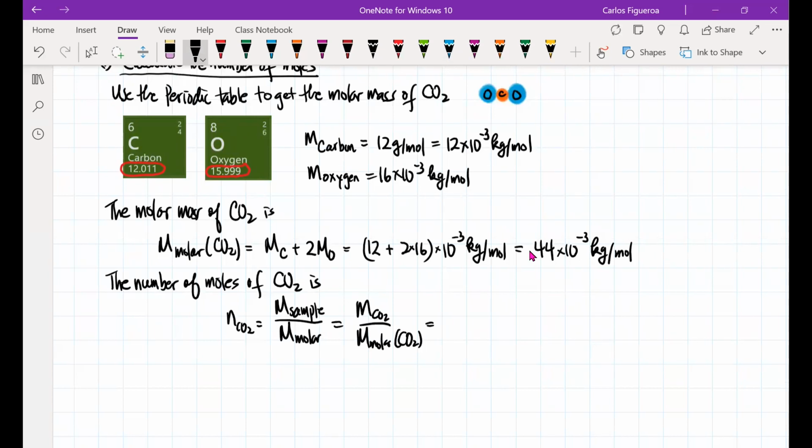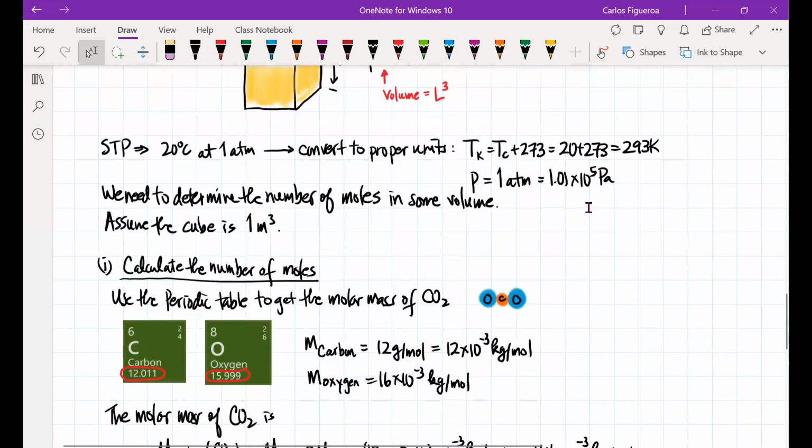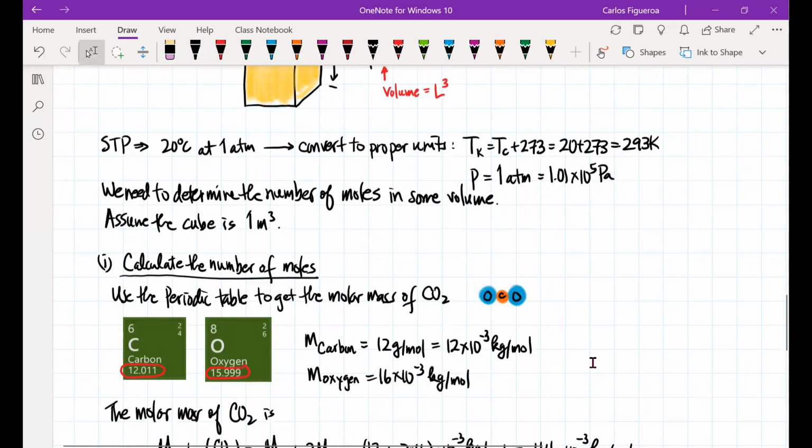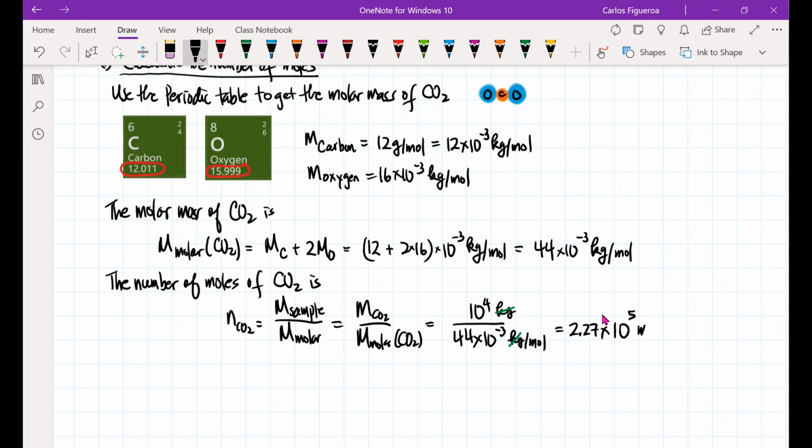And so when I compute that, what's emitted, they tell us that the amount of CO2 emitted is 10,000 kilograms. So then this is going to read, if I look at these numbers here, I'm going to have what? 44 times 10 to the minus 3, and that's going into 10 to the 4. Now note that this is in kilograms per mole. Immediately we see that there's a cancellation of the kilograms. So the number that we get here is then going to be 2.27 times 10 to the 5 moles. And that's the number of moles of CO2.